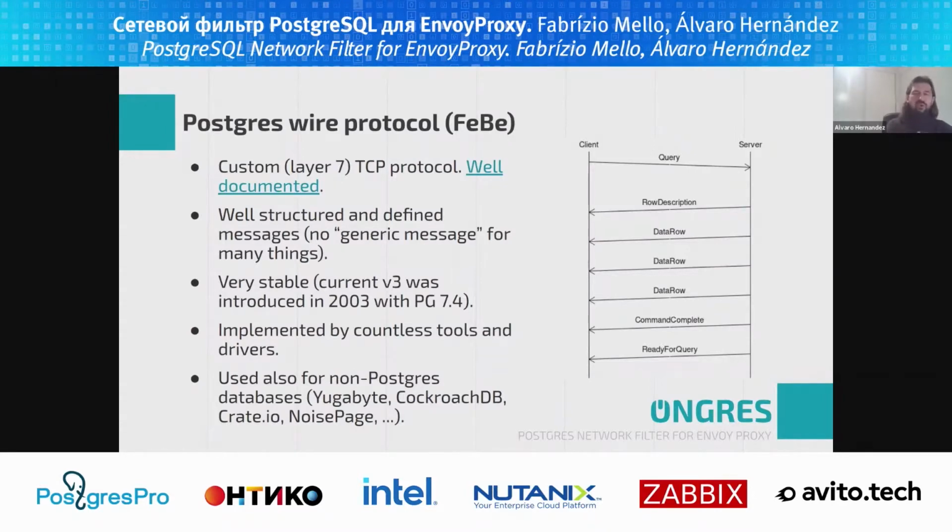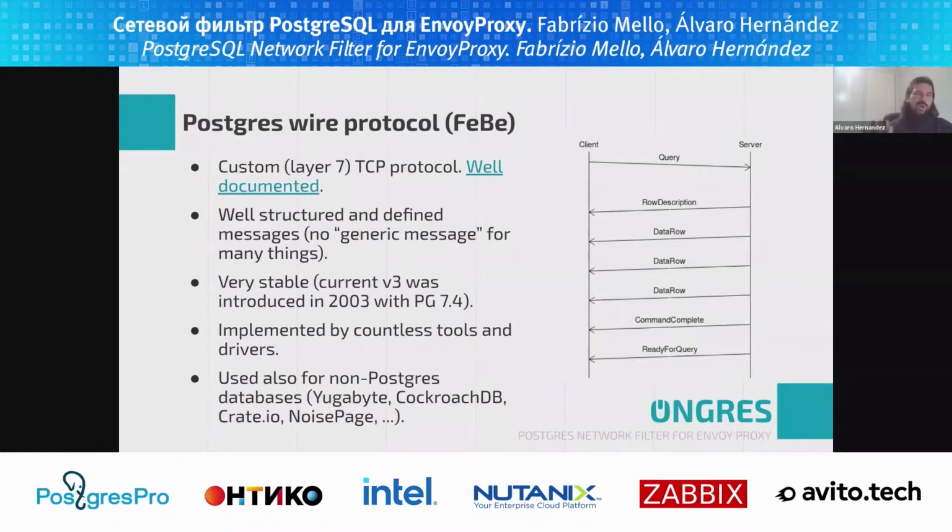There's no catch-all or generic message for many things, like, for example, the MongoDB protocol, where basically everything is a run command, and you wrap almost everything under it. Here there is a specific message for very specific actions. There are dozens of different messages, and they're all very specific and very well defined. This makes it easy to decode and understand the protocol. And it's also very stable. The current version, called version 3, has been operating since Postgres 7.4, which is circa 2003. So it's been 18 years running with the same protocol with no changes.